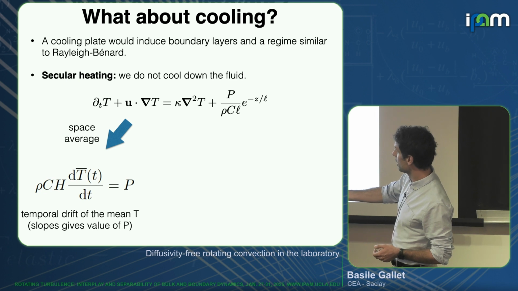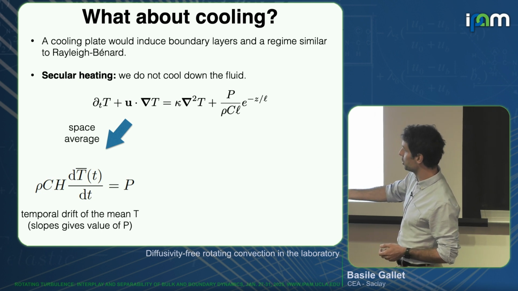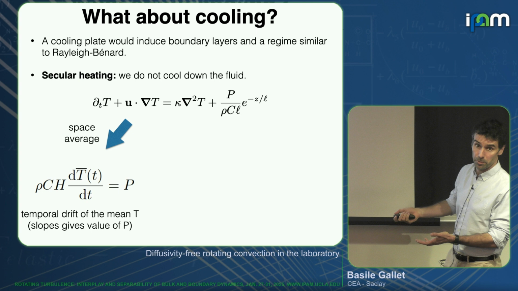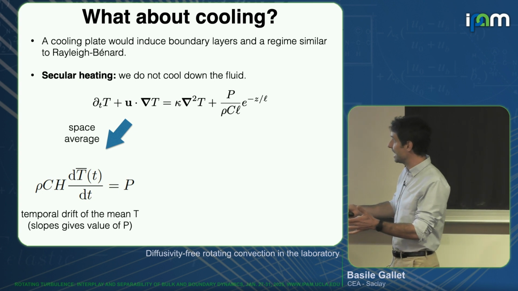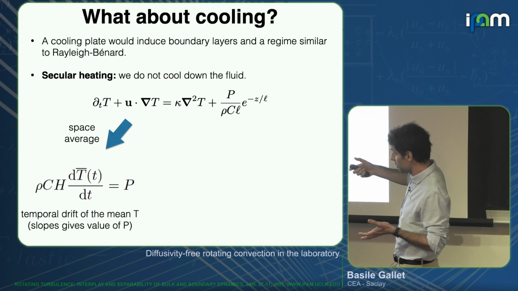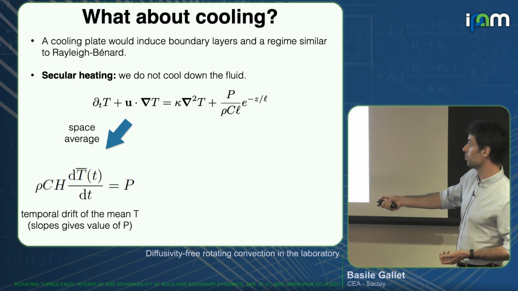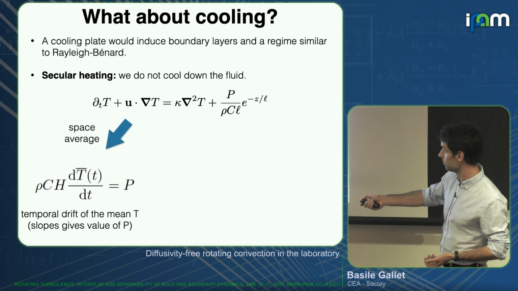And so you get that the time derivative of the spatially averaged temperature in the tank is just proportional to P, the heat flux provided by the spotlight. I'm saying something really simple here. If I'm providing heat at a constant rate to an insulated body of fluid, then the mean temperature inside this fluid is going to rise at a linear rate proportional to P.